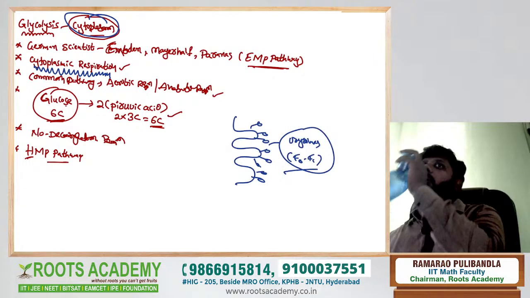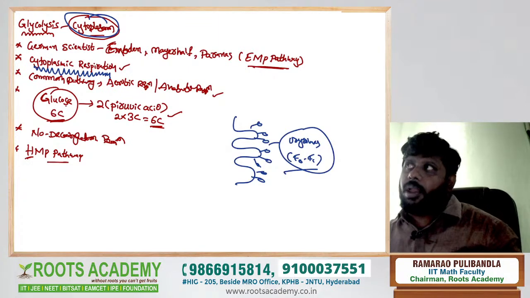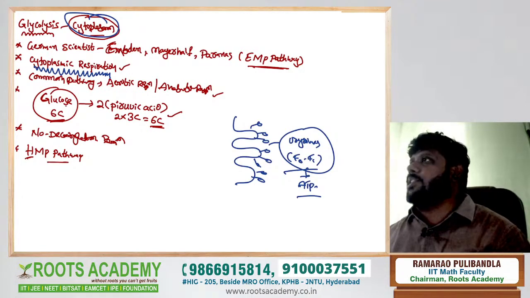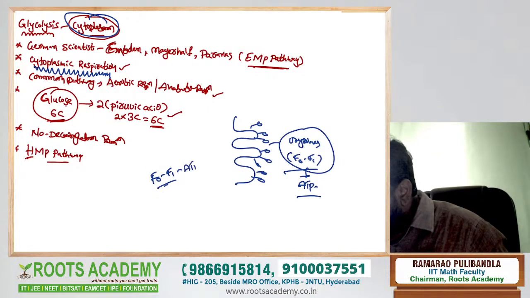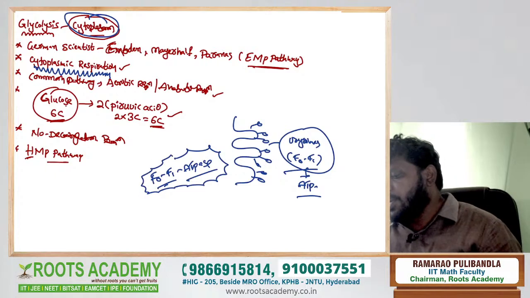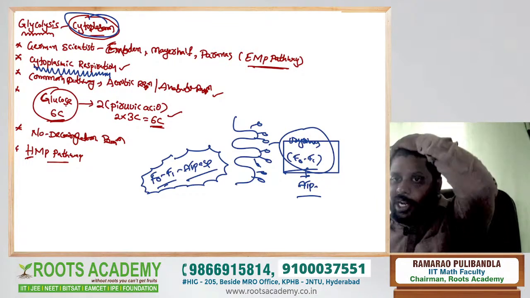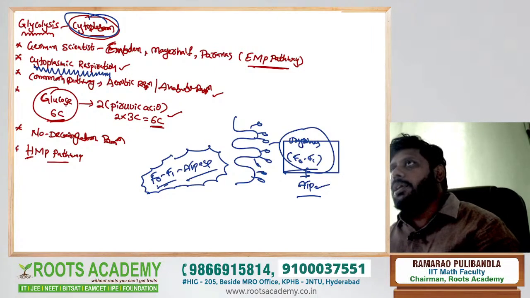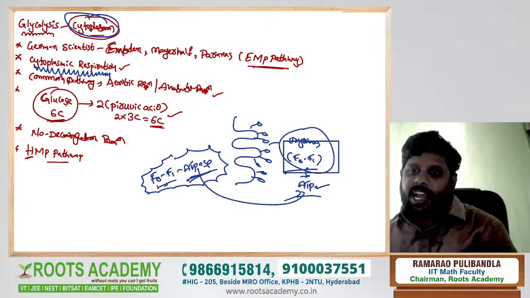What is the function of F0 and F1? F0 and F1 play an important role in the synthesis of ATP. That's why we also call F0 and F1 the ATPase enzyme. Earlier it was called oxysome; now we are not using that term. Since they synthesize ATP, it is considered the ATPase enzyme.